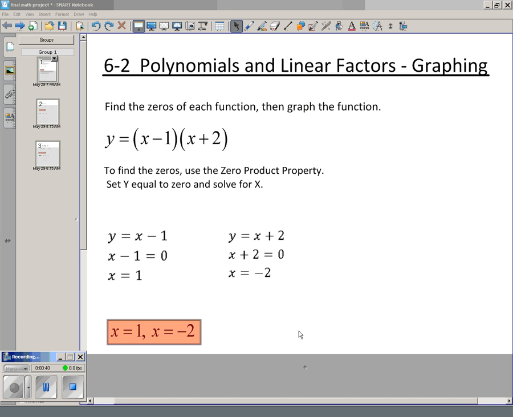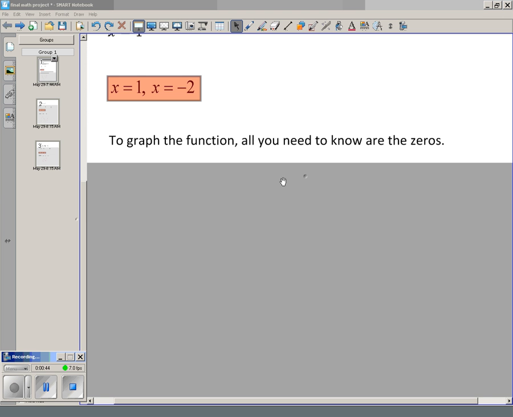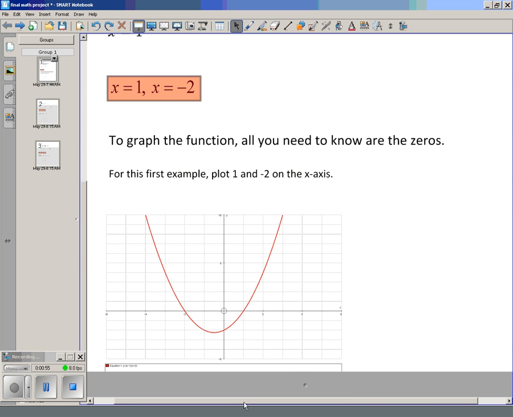Now to graph the function, all you need to know are the zeros. For this first example, plot 1 and negative 2 on the x-axis. If you've done it correctly, your graph should look like this. It should be a parabola with points crossing the x-axis at negative 2, 1.